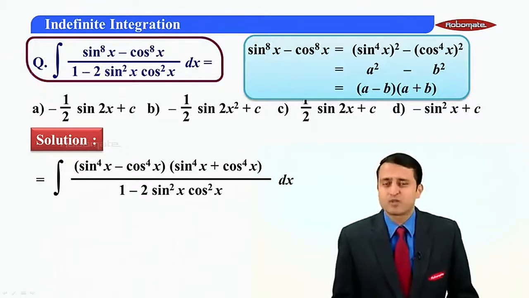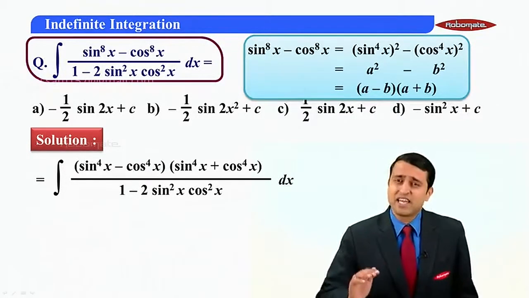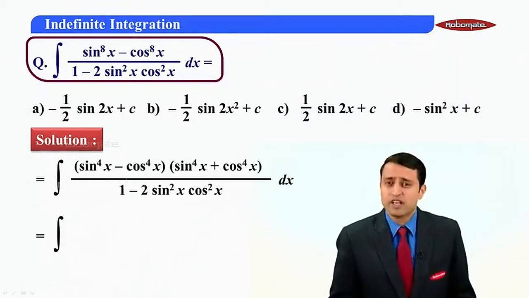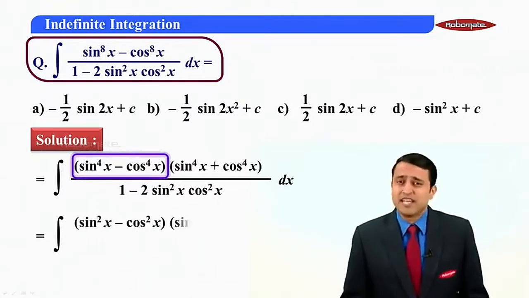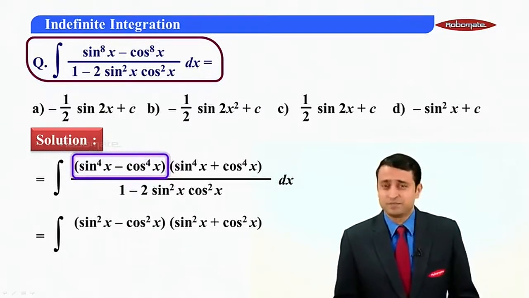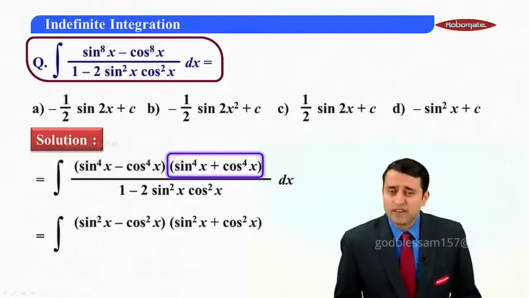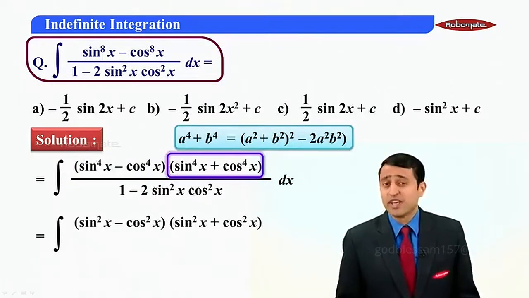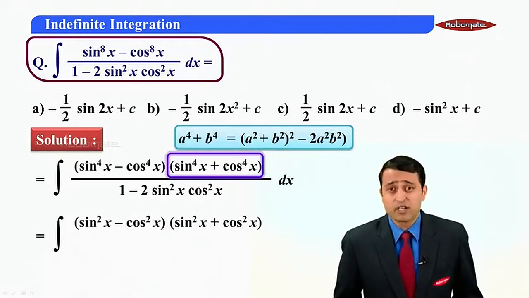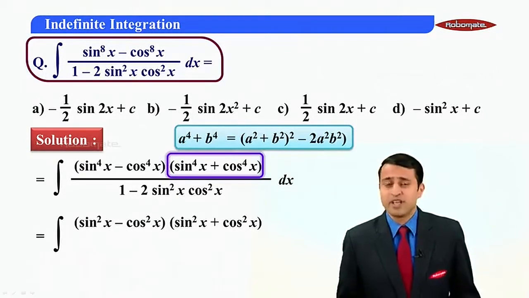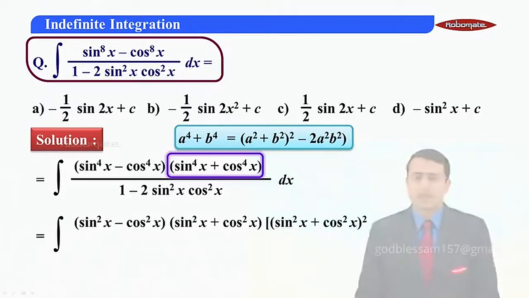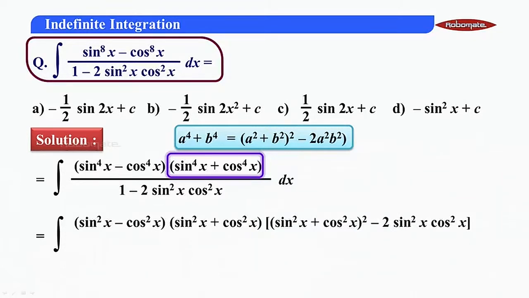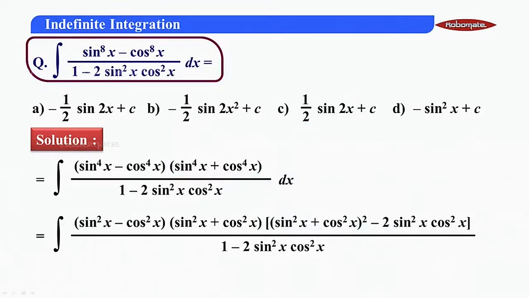Now sine raised to 4 minus cos raised to 4. Can I say again it is in the form of a square minus b square? So in the next step, shall I write it as (sine square x minus cos square x) into (sine square x plus cos square x)? Also, at school level we studied a raised to 4 plus b raised to 4 is nothing but (a square plus b square) the whole square minus 2a square b square. So let us apply that. A square in this case is sine square. So we will get (sine square x plus cos square x) the whole square minus 2 sine square x cos square x, the whole divided by 1 minus 2 sine square x cos square x dx.